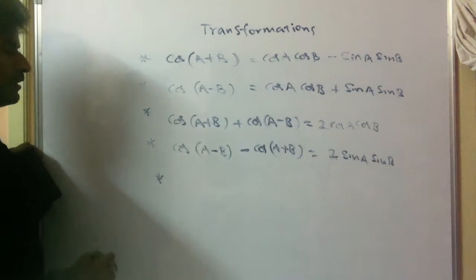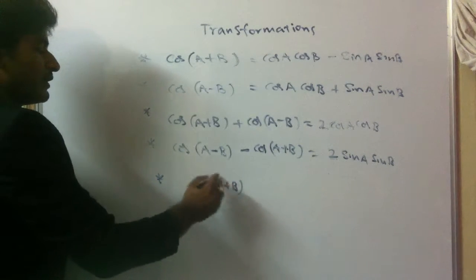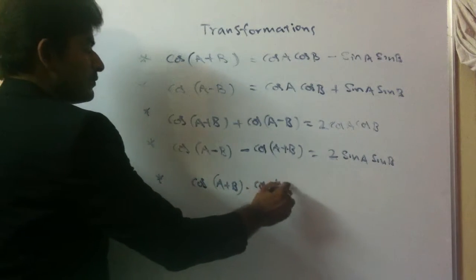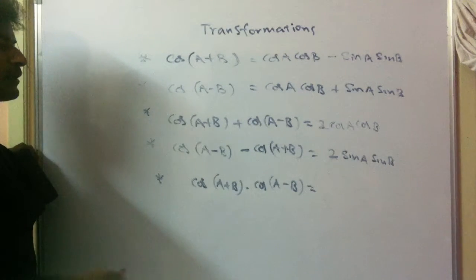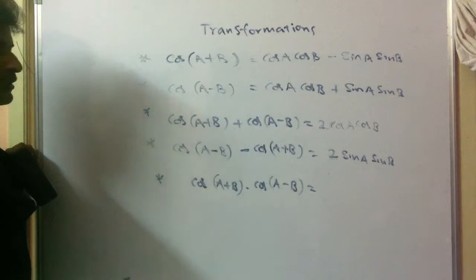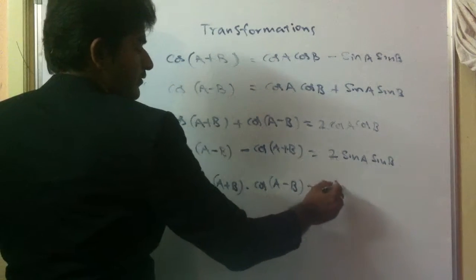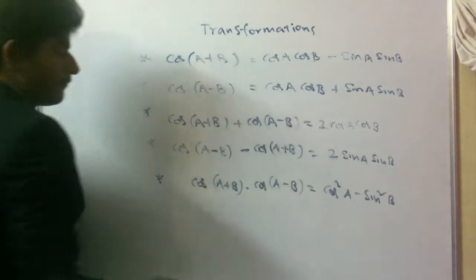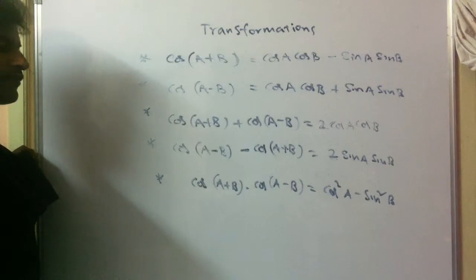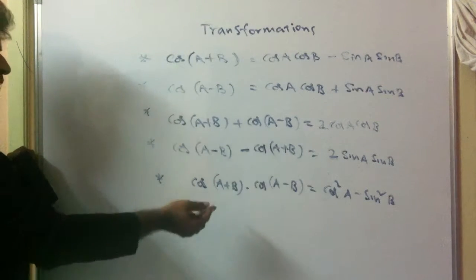And the last operation, multiplication. Cos of a plus b into cos of a minus b equals. Multiplication, same thing. The result is cos square a minus sin square b. So now copy all these results.